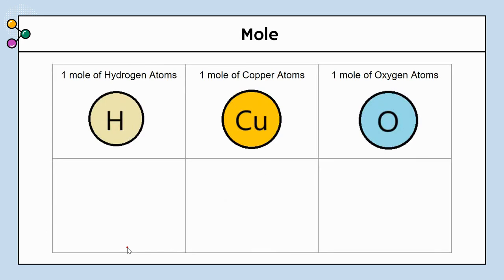So for instance, if I take three different types of atom, hydrogen, copper, and oxygen, one mole of any of these atoms is always going to be 6.02 times 10 to the 23 of those atoms. And this is true for molecules too. If you're just counting them, it doesn't matter what type you have, the mole is always the same amount.